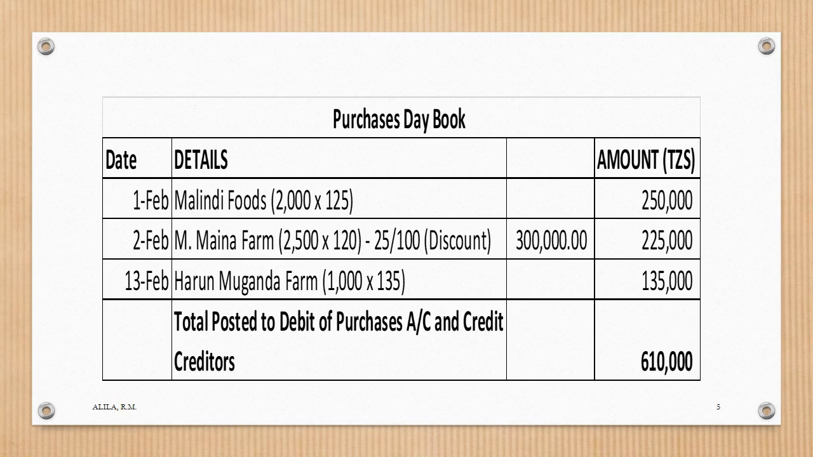So in this case, it will minimize the use of the ledger, because now we are going to debit Purchases once with the figure. We debit Purchases with 610,000, and in total we credit creditors with the total of 610,000.